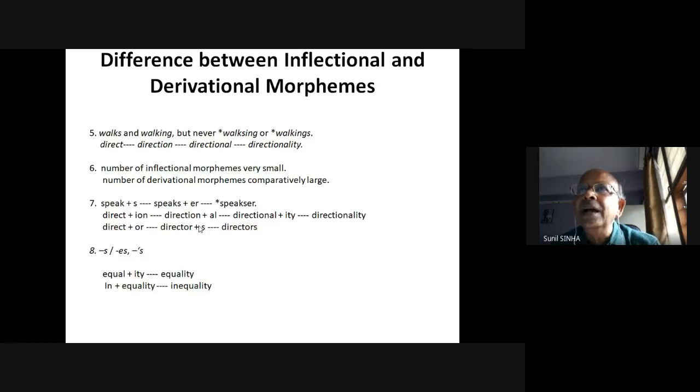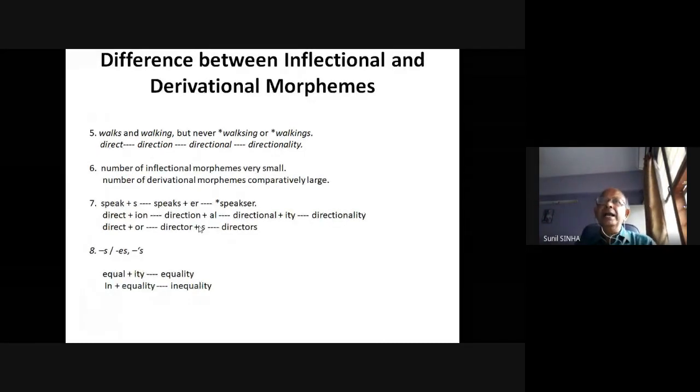Now, walksing: walk, and we add S, one inflectional morpheme, and then another inflectional morpheme, ING, and we get walksing, which is the wrong word. Similarly, walkings, we cannot say. ING is an inflectional morpheme, and S is also an inflectional morpheme. And we cannot have two inflectional morphemes on the same word. In walksing, we have two inflectional morphemes. In walkings, we have two inflectional morphemes. And both are wrong.